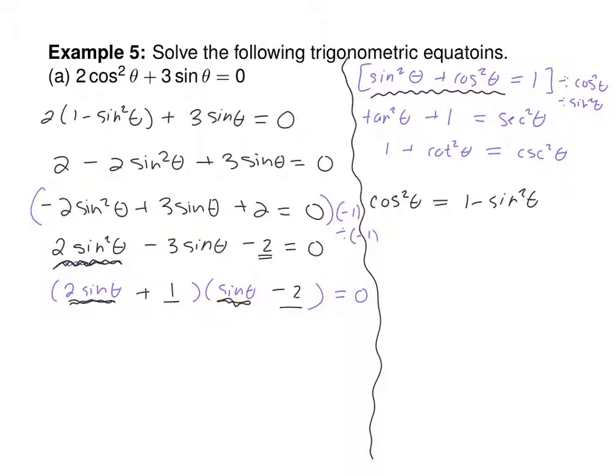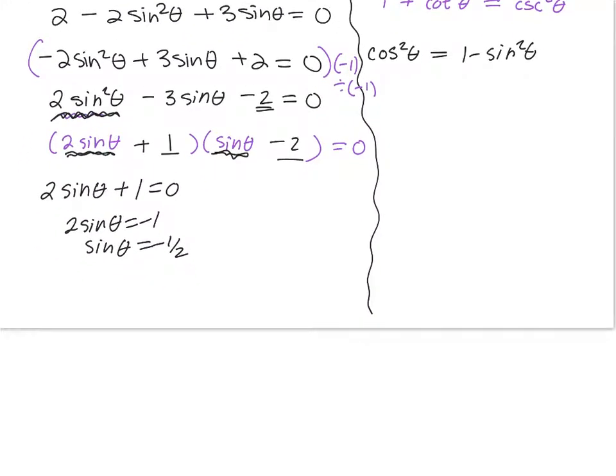And now can you solve them both individually? So the first one we have is 2 sine theta plus 1 equals 0. So 2 sine theta equals -1. Sine theta equals -1/2. When will sine theta equal -1/2? Third and fourth.